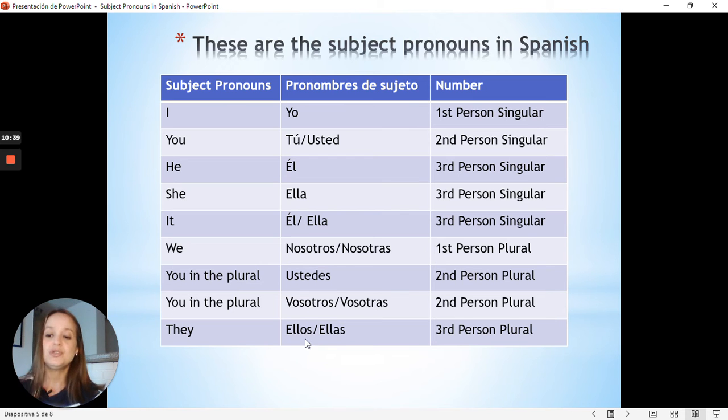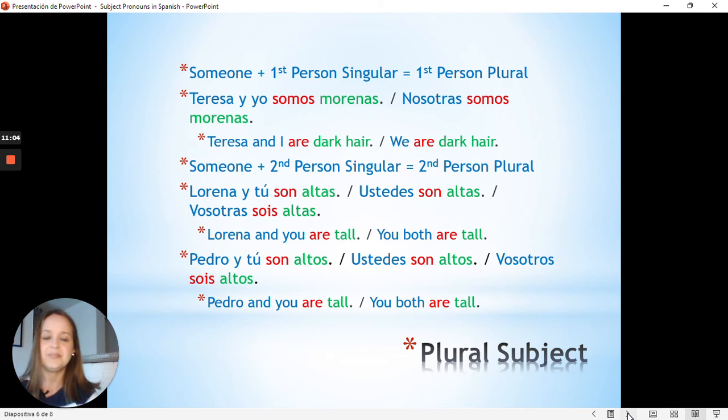We also have two subject pronouns in Spanish: ellos and ellas. Once again, ellos is used when the group of people is formed just of boys, and ellas when the group of people, your subject, is formed of girls. When we have both genders together, we use ellos. Now, let's take a look at some plural subjects using examples to explain this better.